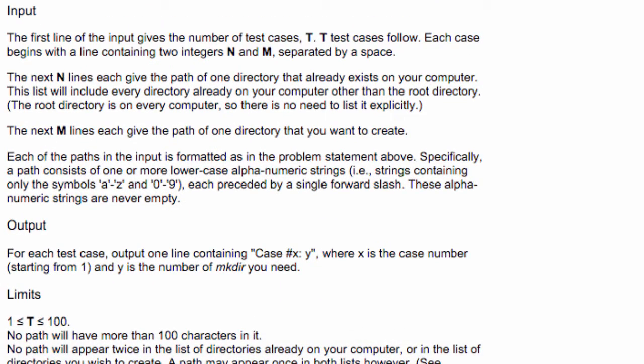So for the input, they're going to be giving us t test cases, and each test case begins with one line that contains two numbers, n and m. The next n lines each give the path of one directory that already exists on your computer. The next m lines each give the path of one directory that you want to create. And for the output, we're just going to be counting how many times we needed to make a directory.